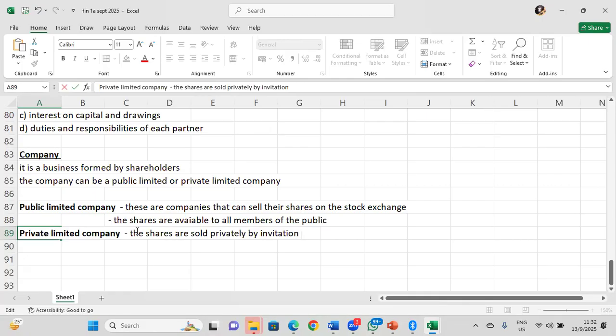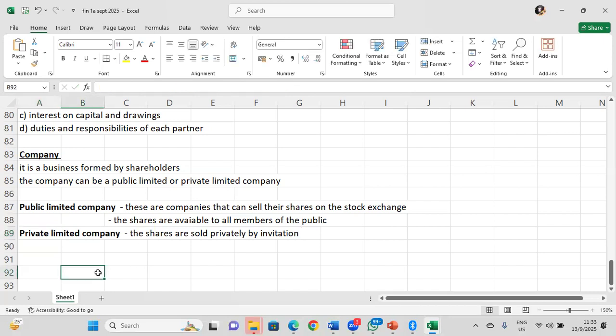Sometimes, if you start your company and you want finance, you can approach people and give them an offer: can you give me money and I'm going to give you shares in return? A private limited company can do that. You get money, but the shares are not available on the stock market. That's the main difference.